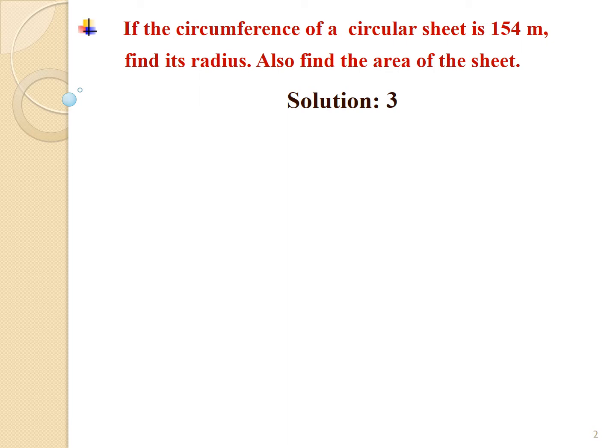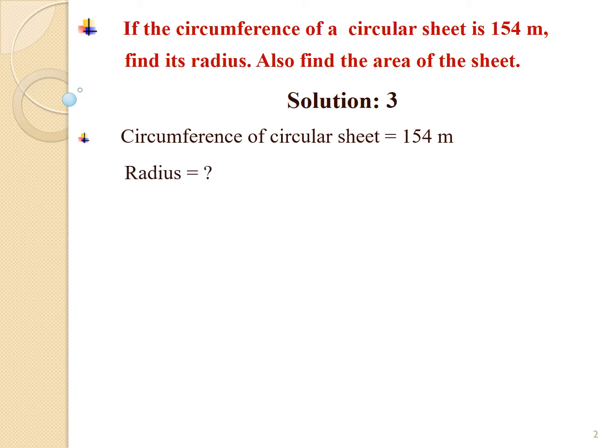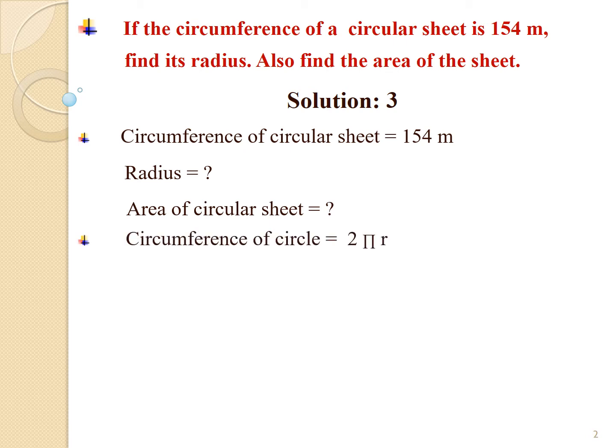Circumference of a circular sheet is given, 154 meters. Therefore, radius equals to how much? And area of circular sheet equals to how much? We know that circumference of circle equals to 2 pi r. Therefore, 154 equals to 2 into 22 upon 7 into r.